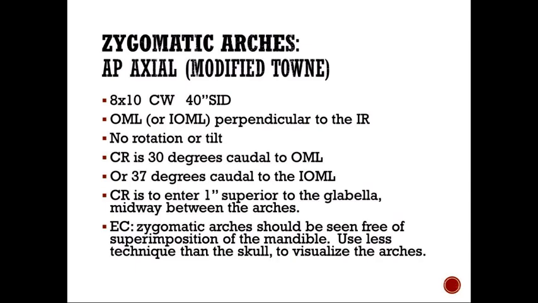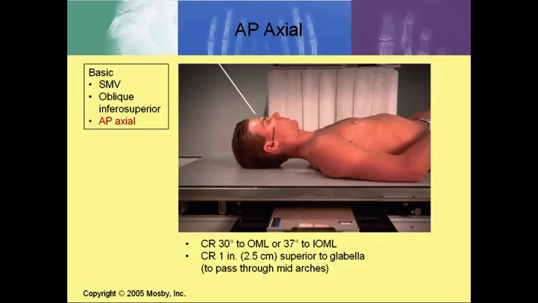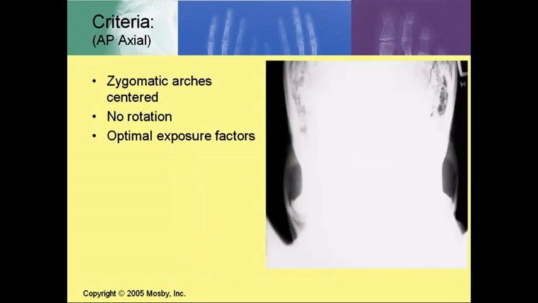And the evaluation criteria states that the zygomatic arches should be seen free of superimposition of the mandible, and we will use definitely less technique than the skull on these to visualize the arches. So here you see this AP axial Towne method here with the 30-degree central ray angle to OML, 37 to IOML, centered to pass 1 inch superior to the glabella, going right through the arches here, as you can see by that shadow. And here you see your arches off to the side laterally.